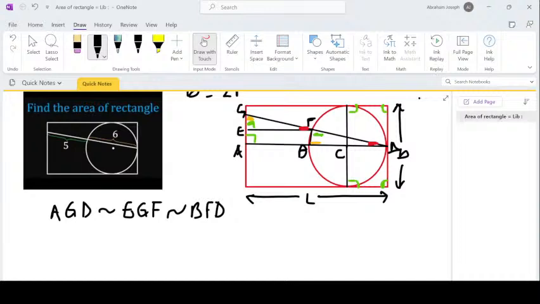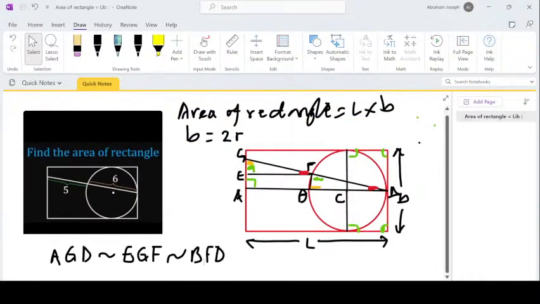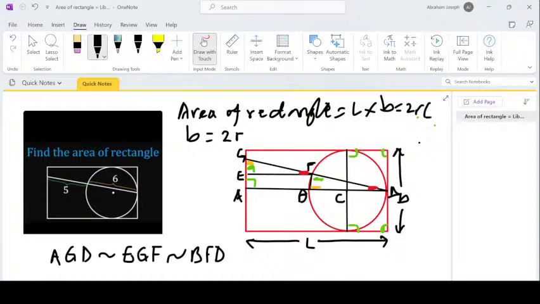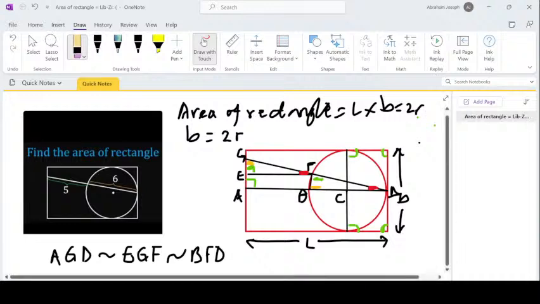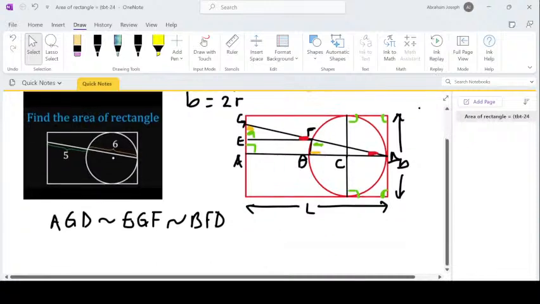Since we are looking for the area, recall that the area of the rectangle is the length times the breadth. Since the breadth is 2r, as we've shown earlier, the area is going to be 2rl, if you replace the breadth with 2r. Even though we cannot find them individually, let's see if this relationship will help us to do that.